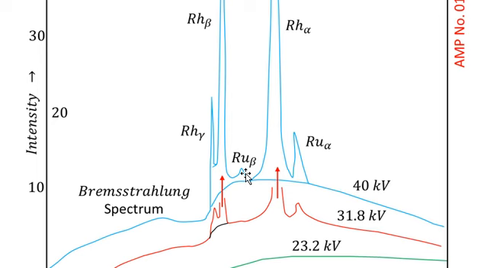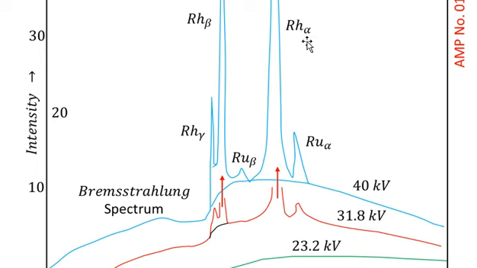So Rh alpha, Rh beta, Rh gamma, Rh delta, and so on is a series of characteristic radiations, and this corresponds to the rhodium because our anode is mainly composed of rhodium, and then of course some small concentration of ruthenium atoms are there. And these are the characteristics.